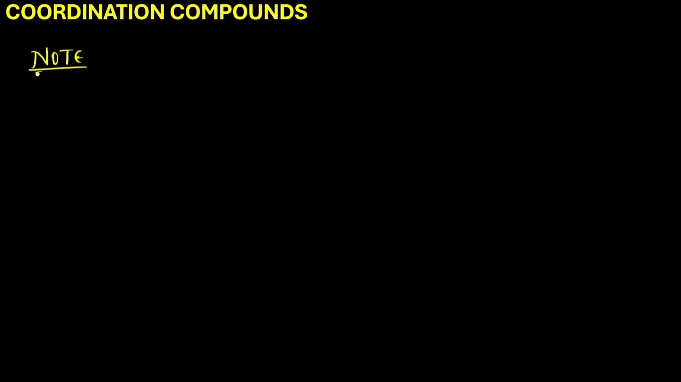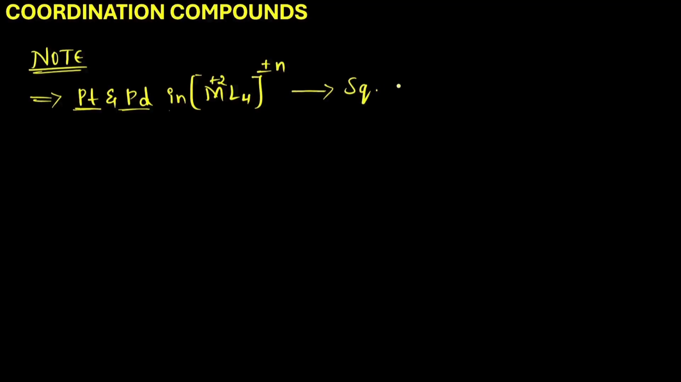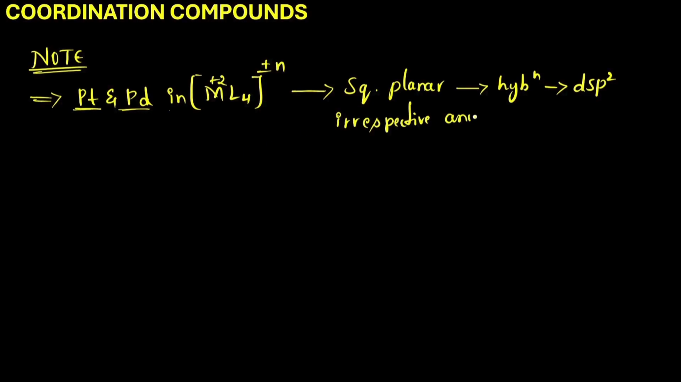Now we will make a note, that is platinum and palladium in ML4. Here the oxidation state of the metal is +2. Platinum and palladium in ML4 plus or minus n type of complex give square planar geometry with hybridization dsp2, irrespective of any ligand.